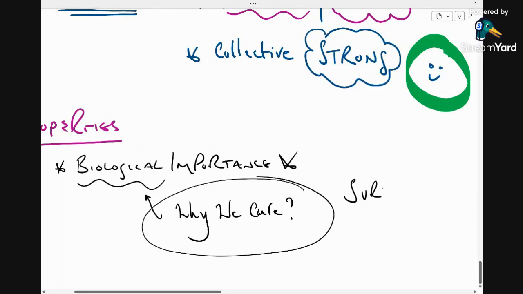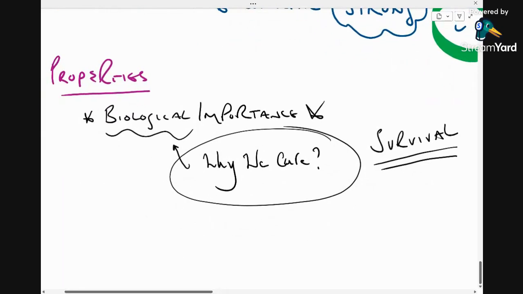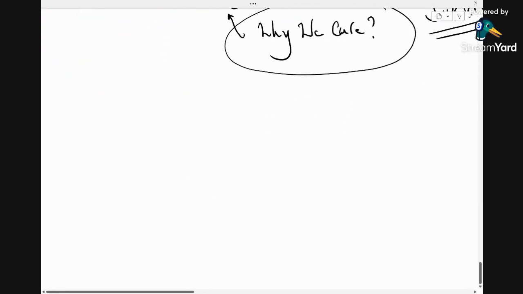Everything is about survival. It's a really important point, that. In fact, so much so, I'm going to highlight it. You will lose marks if you just simply state the biochemistry. You have to state why it's important. And that's what we're going to do now. So hopefully we're only maybe 10 or 15 minutes away from finishing.